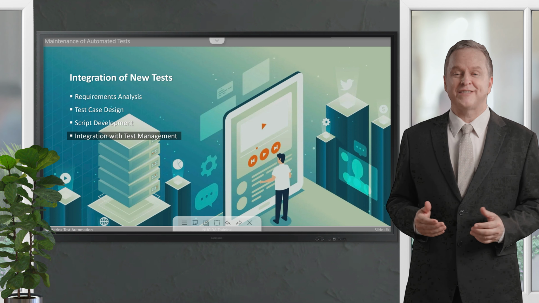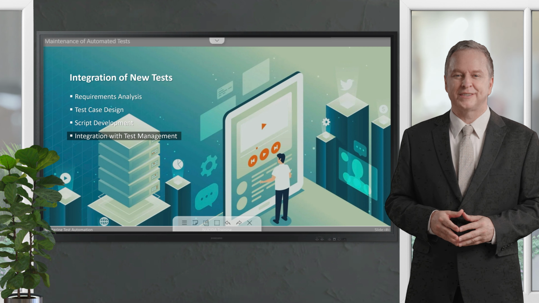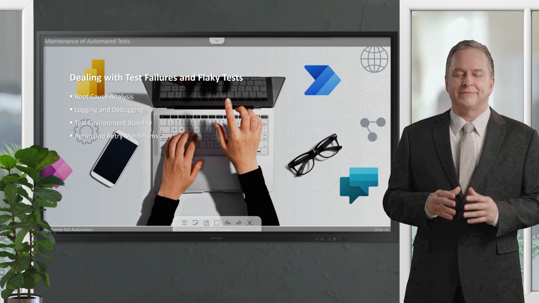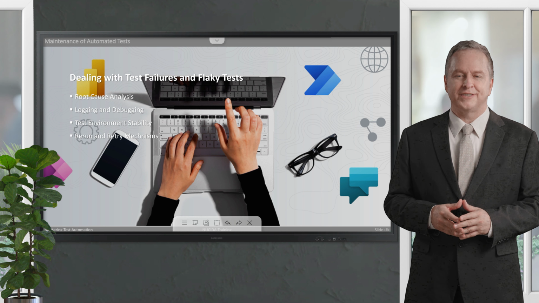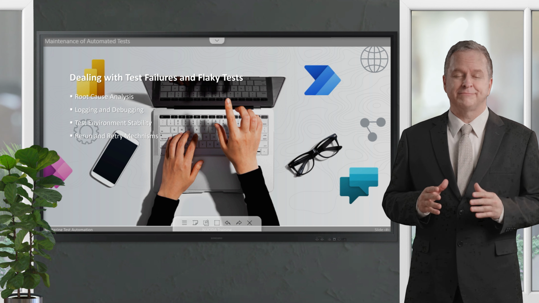Then dealing with test failures and flaky tests is very important, because this information gives you hints on how to improve your tests further. Besides that, test failures and flaky tests can undermine the reliability and effectiveness of your test automation suite, which could be very risky at the end of the day. Employ the following strategies to address these issues.